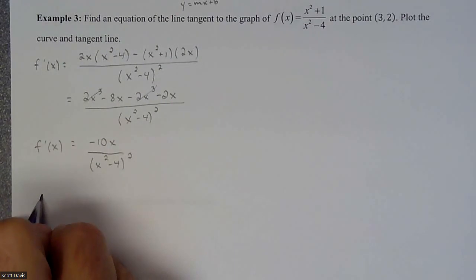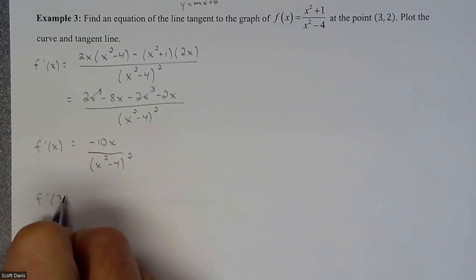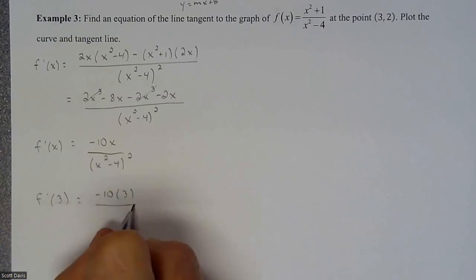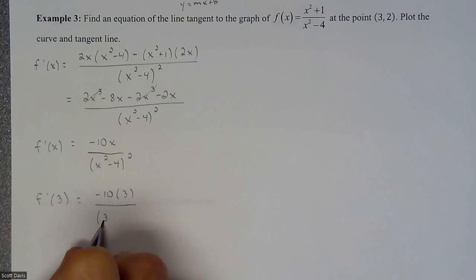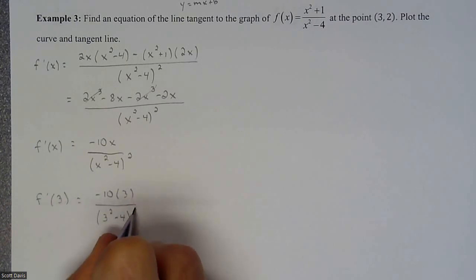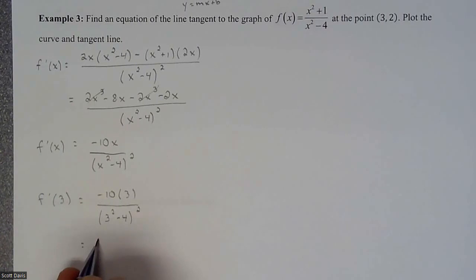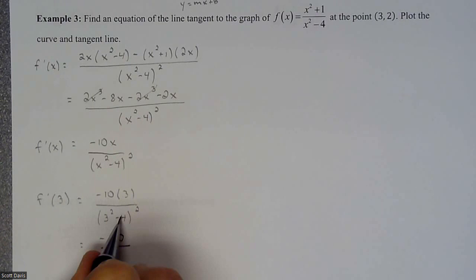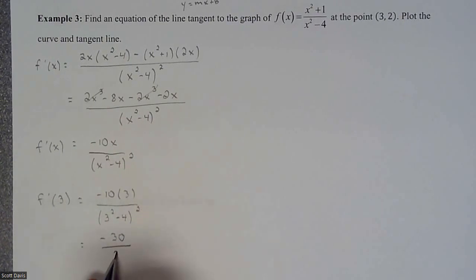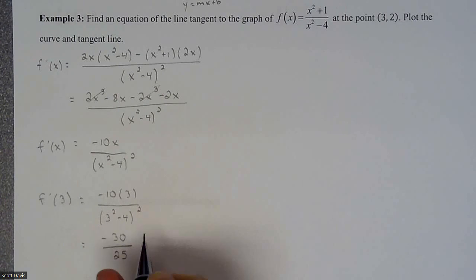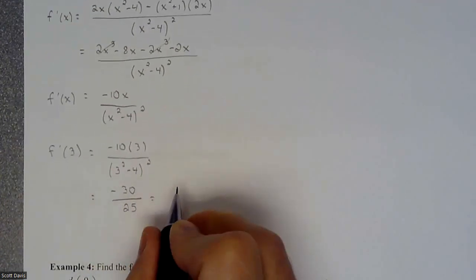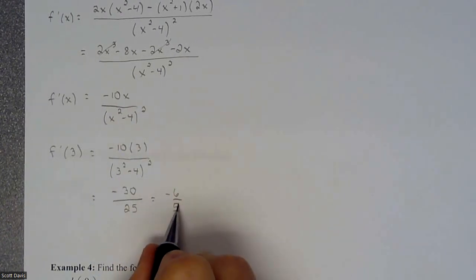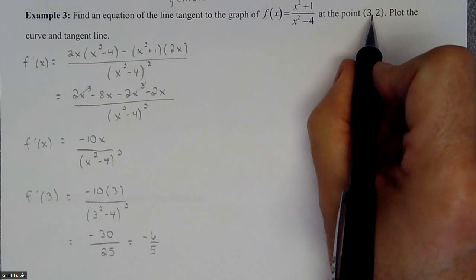Great. So let's do the slope at 3, which means we are just plugging in 3 over 3 squared minus 4 squared. So we are looking at a negative 30 over 9 minus 4 is 5, squared is 25. And if we simplify that down, we are going to get a slope of negative 6/5. All right, so that slope is when our x is equal to 3.